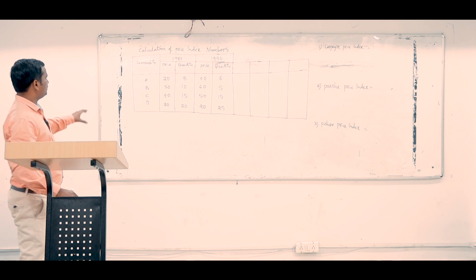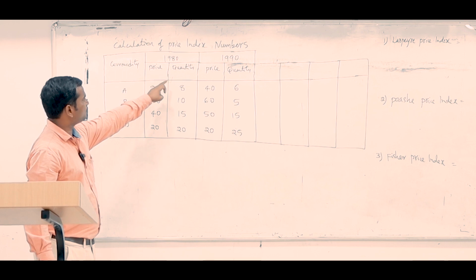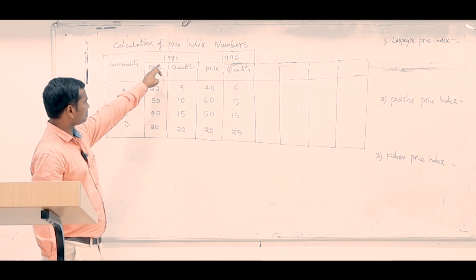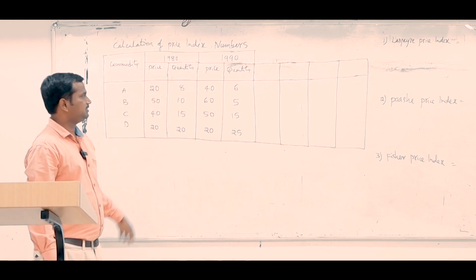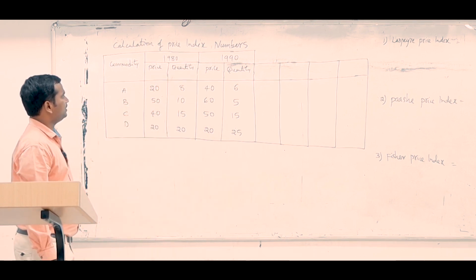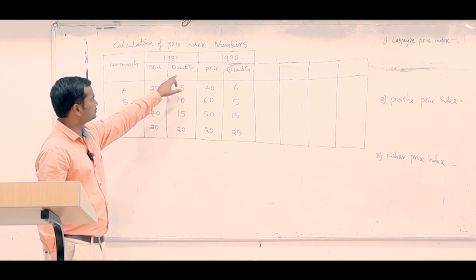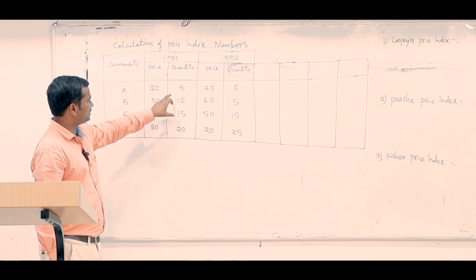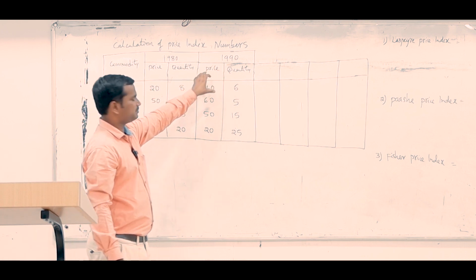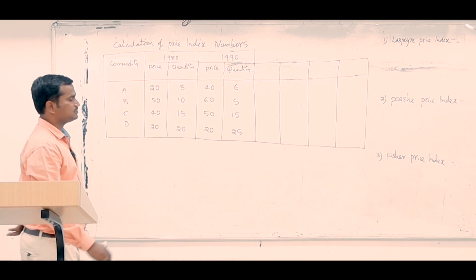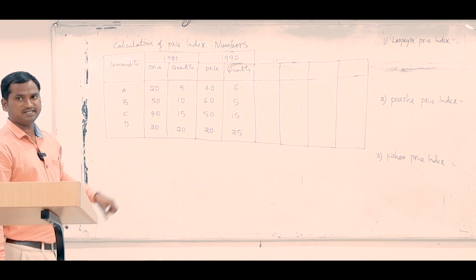In the question, they will give some commodities, and their prices and quantities will be given for two years, 1980 and 1990. In 1980, for these commodities, the prices and how much quantities consumers purchased are given. In 1990 also, the prices and quantities are given. Based on these details, we have to calculate the price index numbers.